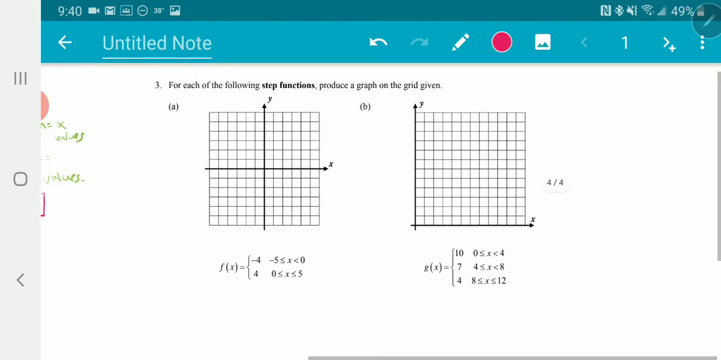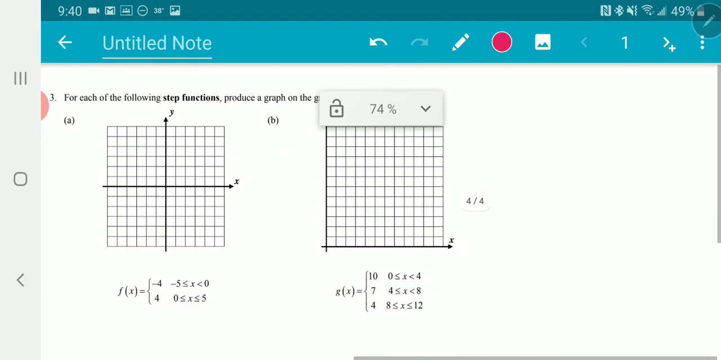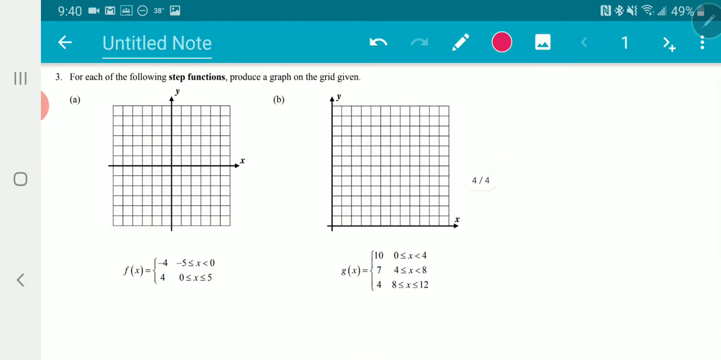My last one. So it says for each of the following step functions, produce a graph on the grid. So step functions, meaning at some points they're going to be different than others. I like setting up a table for these. I've got my x, I've got my y. And I'm looking here. Well, what x values am I starting at? My domain is given right over here. Okay, so it says I'm starting at negative 5, and I'm really going all the way to positive 5. So negative 5, negative 4, negative 3, negative 2, negative 1, 0, 1, 2, 3, 4, and 5. So a bunch of numbers.